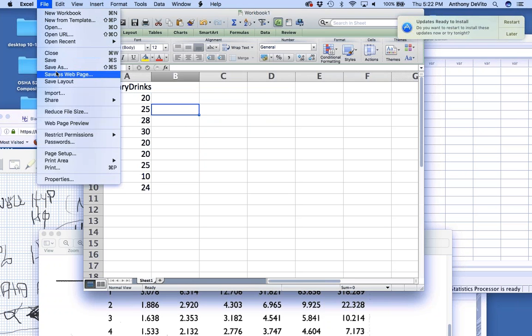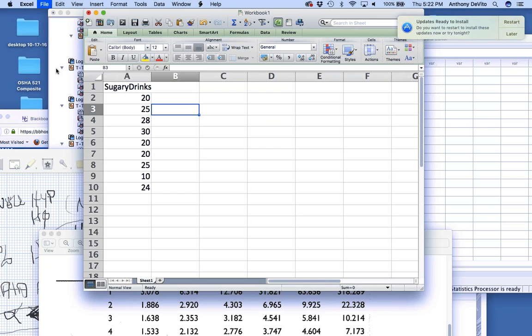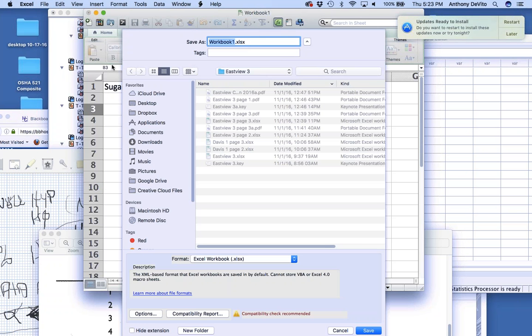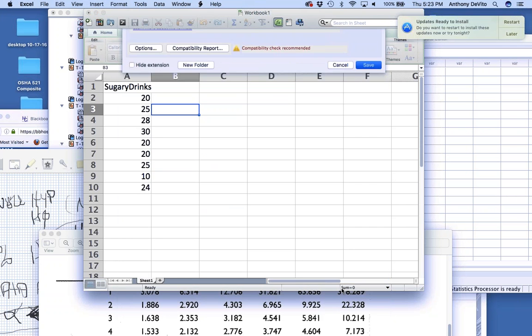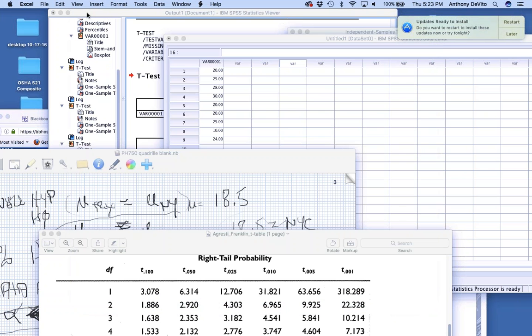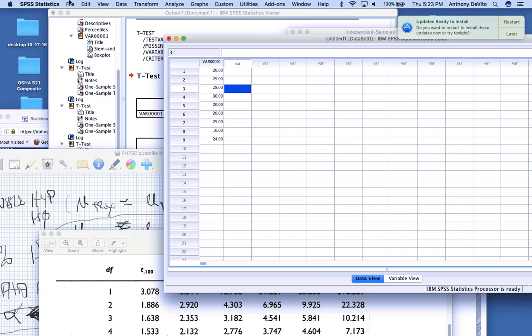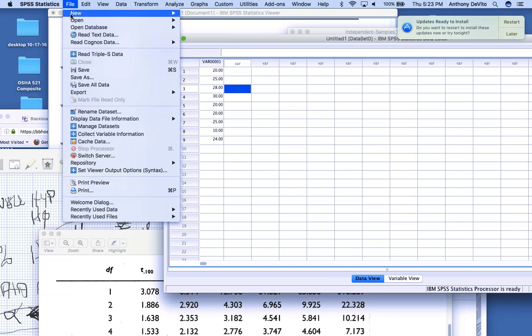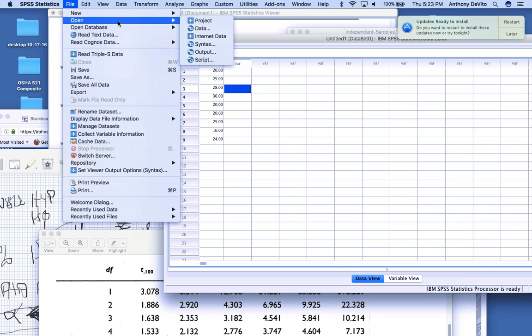Okay, I'm going to save this to my desktop. Save as, and I'm going to call it drinks. It's up there with 1,000 other things on my desktop. Doesn't look that much different than my real desktop, unfortunately. Okay, I'm going to go to SPSS, and from File I want to open an existing database, Open, and then go over to Open Data.